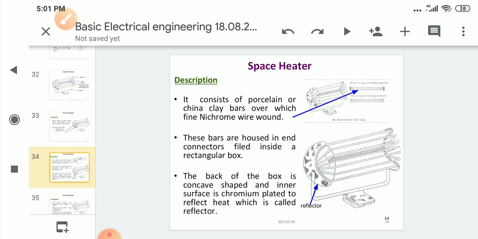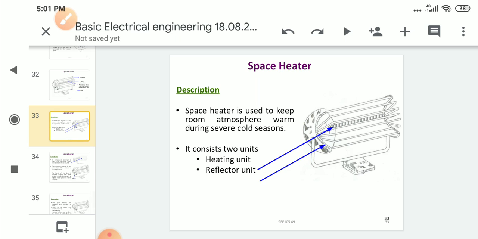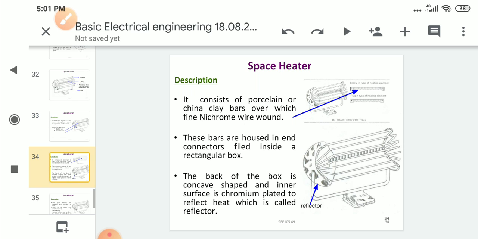It consists of some porcelain or china clay bars over which fine nichrome wire is wound, forming the heating unit. These bars are housed in end connectors filled inside a rectangular box. The back of the box is concave shaped and its inner surface is chromium plated to reflect heat, which is called the reflector.